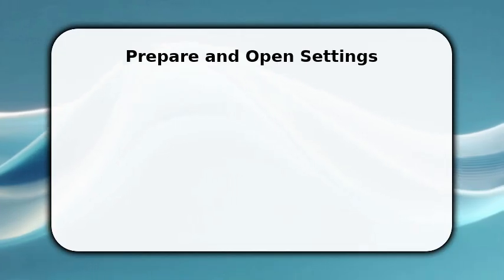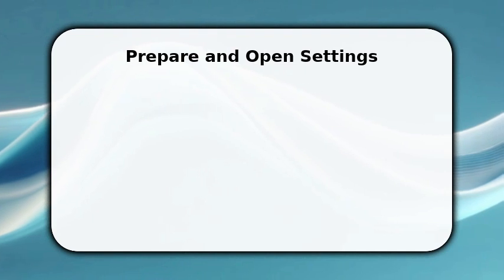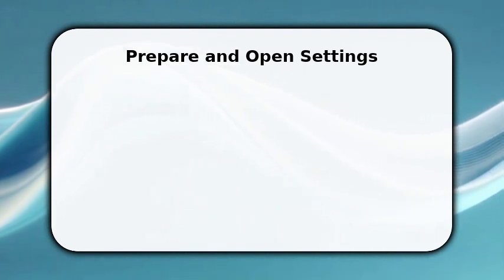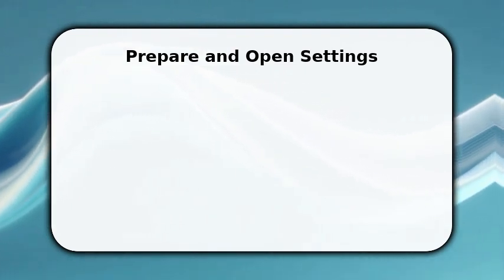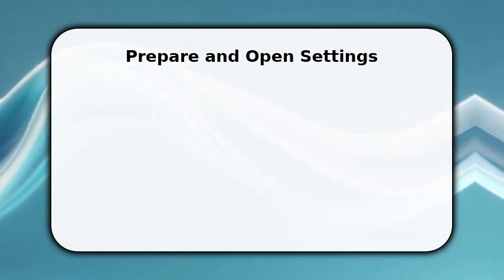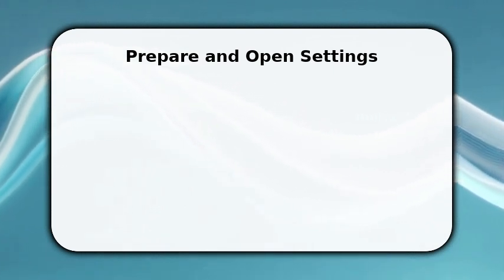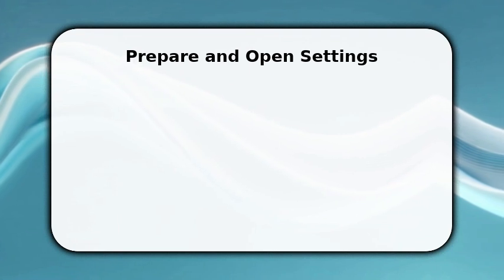You'll start by confirming basics, battery above 20% and your passcode ready because some changes require authentication. Next, open Settings and tap Accessibility. This takes you straight to Assistive controls.